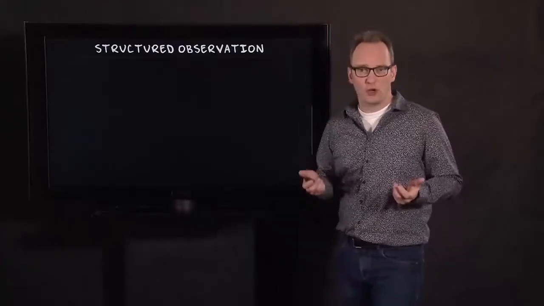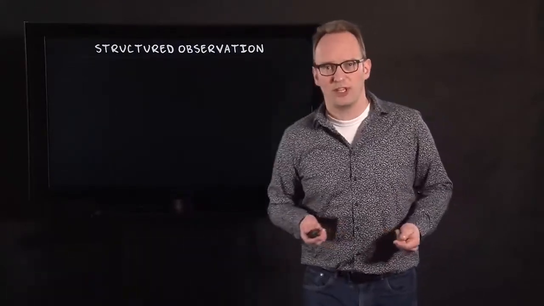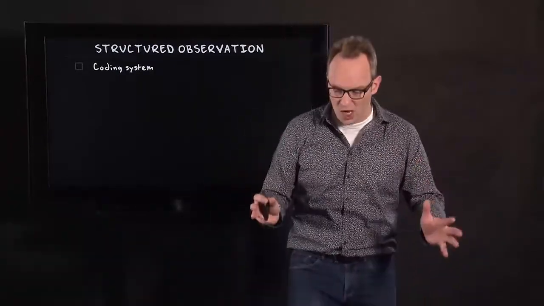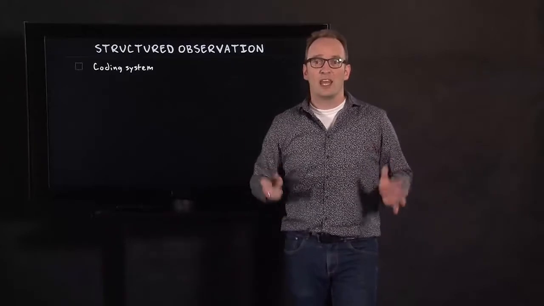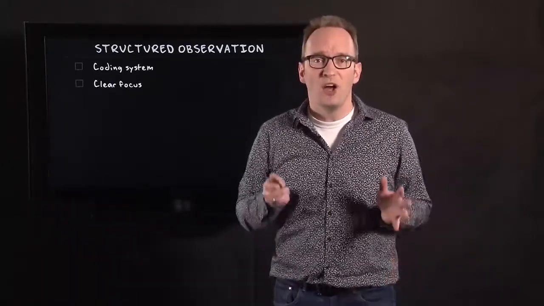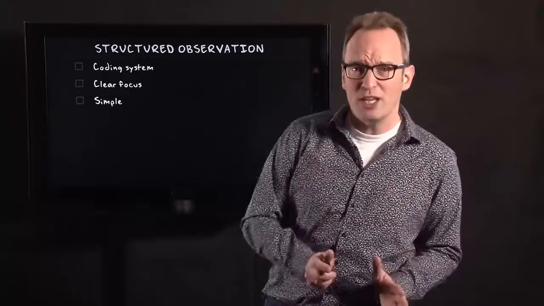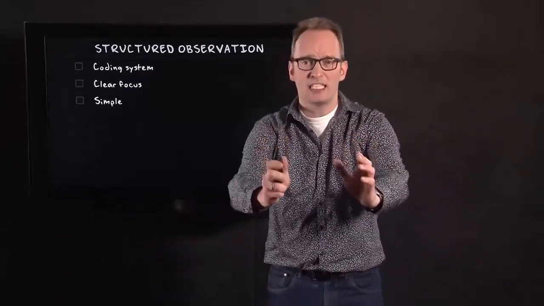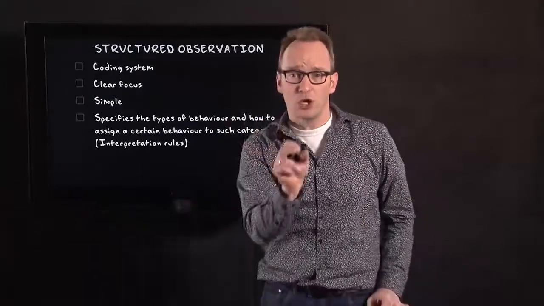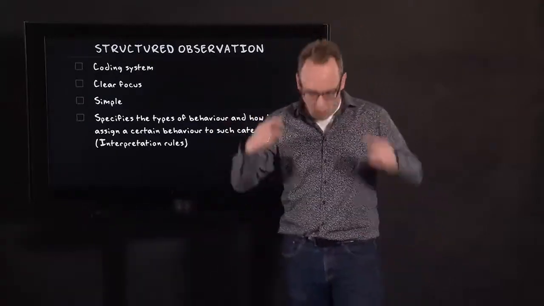How to do structured observations? What is a structured observation? Well, structured observation starts with a coding system. You need to have a nice clean sheet with a certain focus, a simple, neat system. And why do you need this system? You need this system in order to specify types of behavior into certain specific categories.